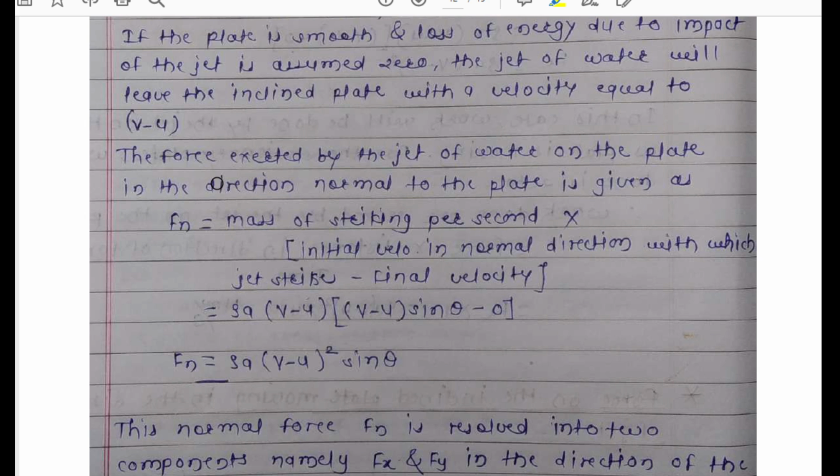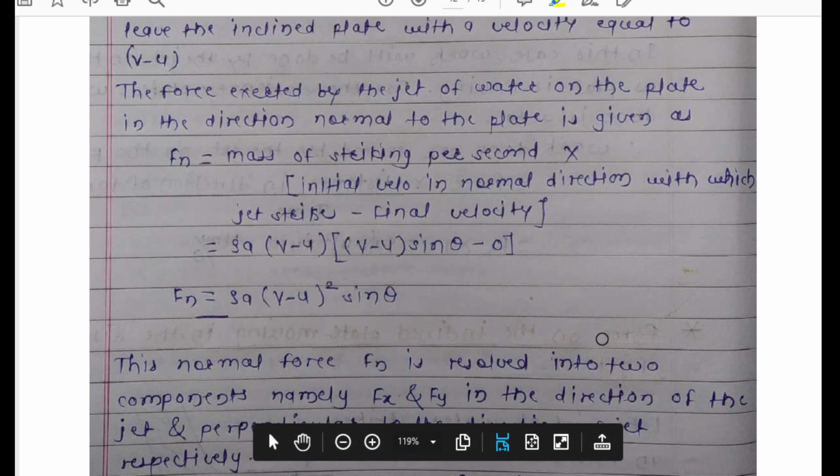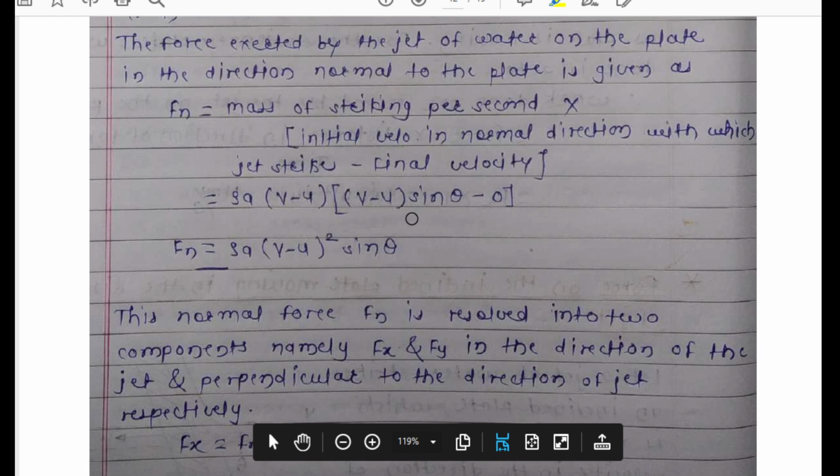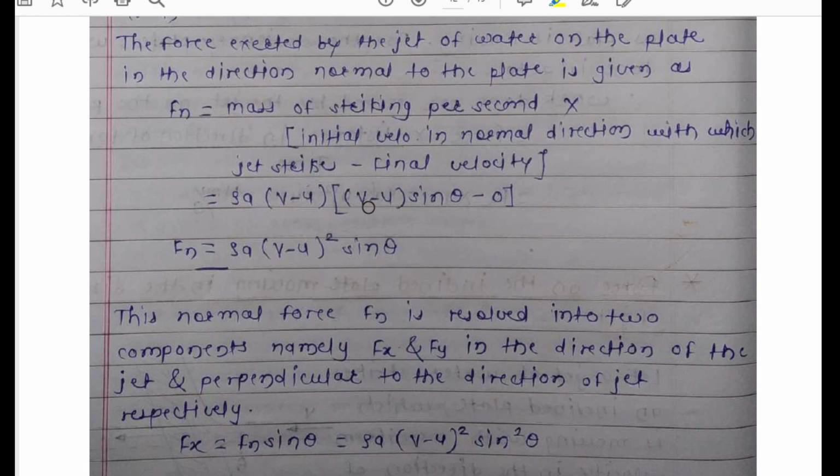So firstly, calculate the normal force exerted by the jet on the plate. Fn equals mass of striking water per second into initial velocity minus final velocity. In the normal direction, the initial velocity will be (v minus u) sine theta, and the mass is rho a (v minus u), and there is no final velocity. So rho a (v minus u) square sine theta will be your normal force.